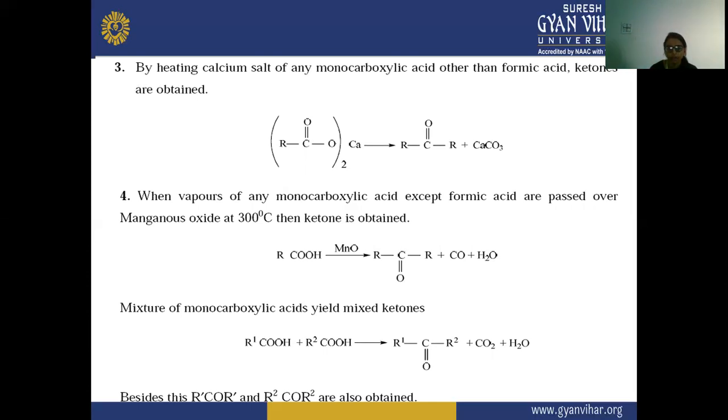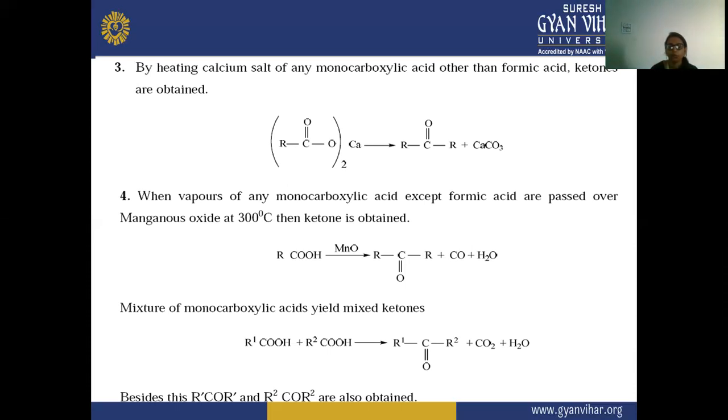The fourth reaction is when vapors of any monocarboxylic acid except formic acid are passed over manganese oxide at 300 degrees centigrade, then ketone is obtained. We are passing the vapors of the monocarboxylic acid over the manganese oxide at 300 degrees centigrade. Then the ketone is obtained here.